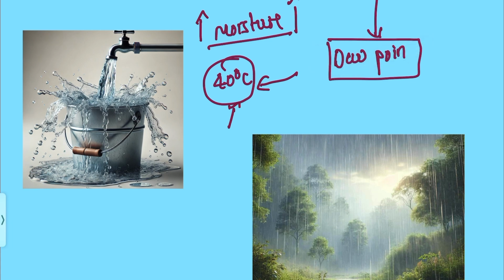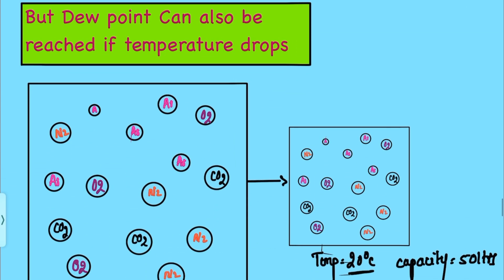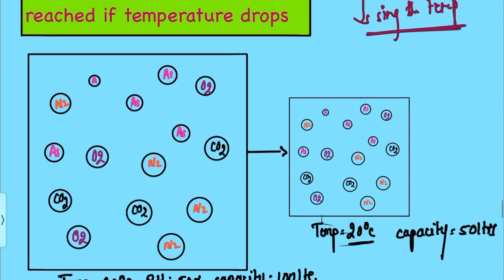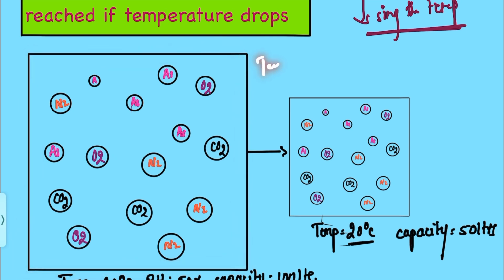Got it? But there is another way through which we can reach the dew point without actually adding moisture. Can you guess it? How can we do it? Yeah. So we can do it by decreasing the temperature. By decreasing the temperature. So let me explain this to you. Now I told you that a given volume of air at a given temperature has a certain capacity to hold moisture in between the spaces.